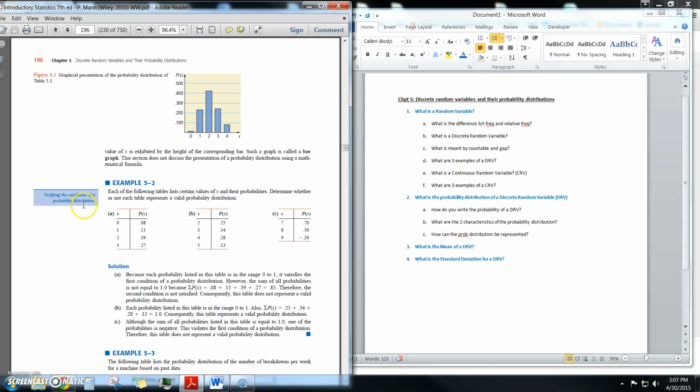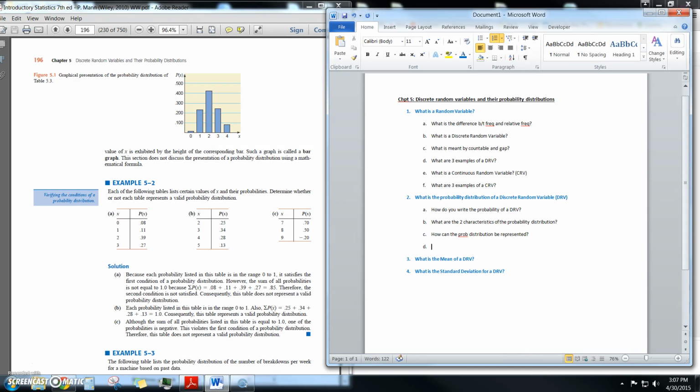Verifying the conditions of a probability distribution. Here's an example of verifying it. So we could even turn this here into a question. We're saying, how do we verify the conditions of a prob test?